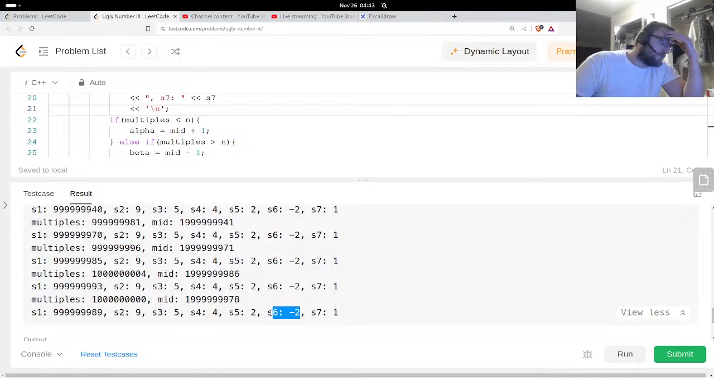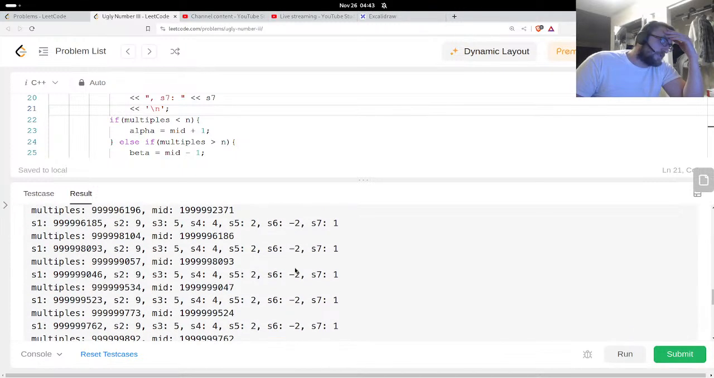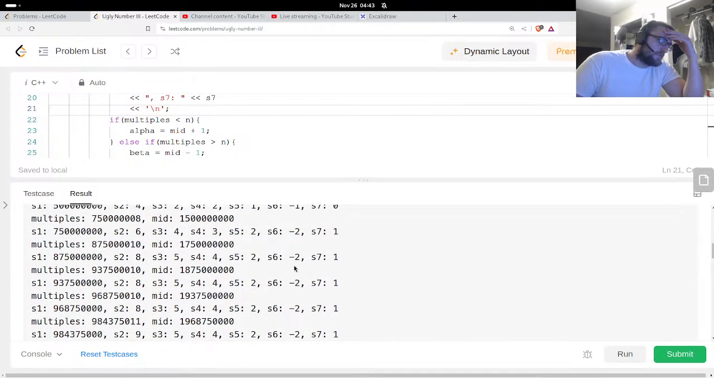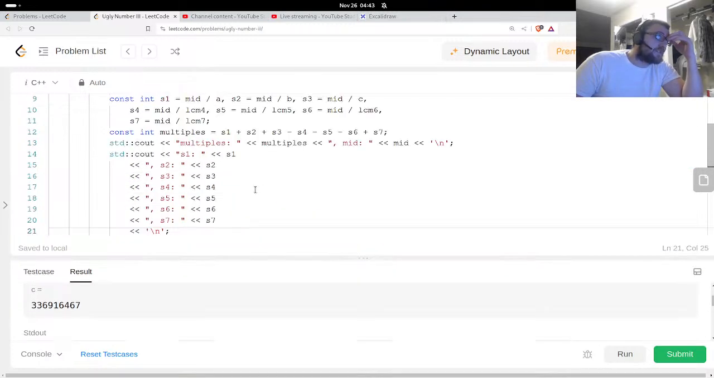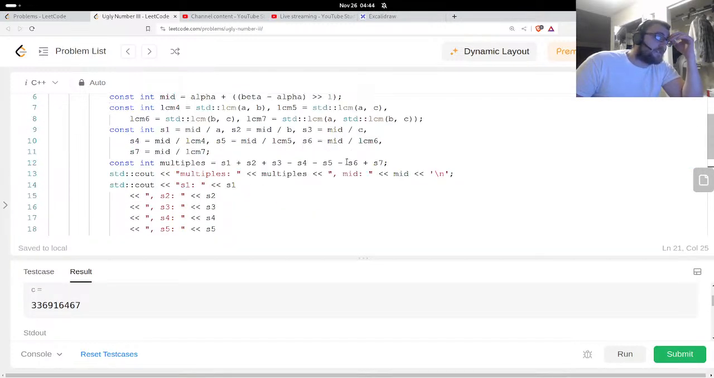Oh. Well, that's not supposed to happen. What happened there? Negative numbers? What the heck? What? Huh? What is going on there?